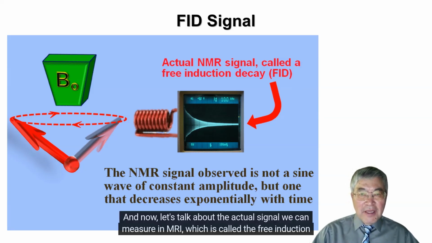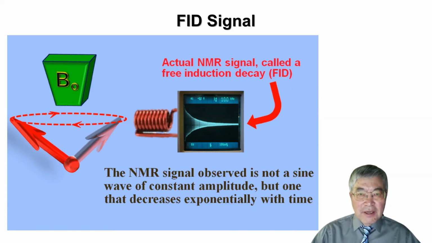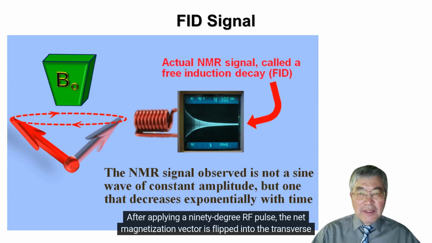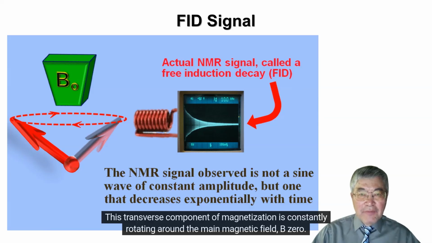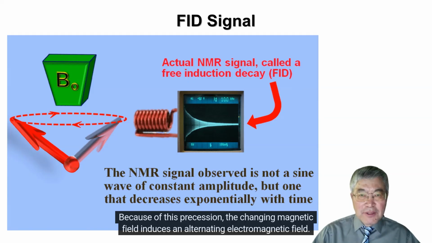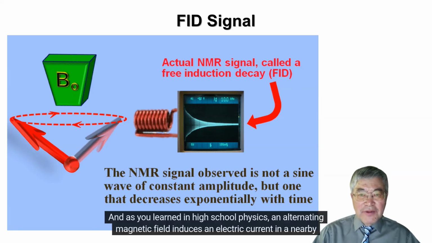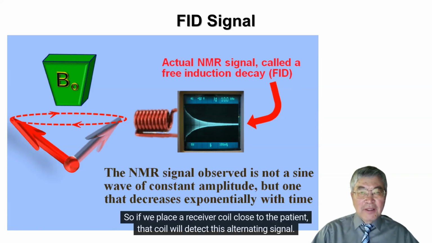And now let's talk about the actual signal we can measure in MRI, which is called the free induction decay, or FID. After applying a 90-degree RF pulse, the net magnetization vector is flipped into the transverse plane. This transverse component of magnetization is constantly rotating around the main magnetic field, B0. Because of this precession, the changing magnetic field induces an alternating electromagnetic field. And as you learned in high school physics, an alternating magnetic field induces an electric current in a nearby coil. So if we place a receiver coil close to the patient, that coil will detect this alternating signal.